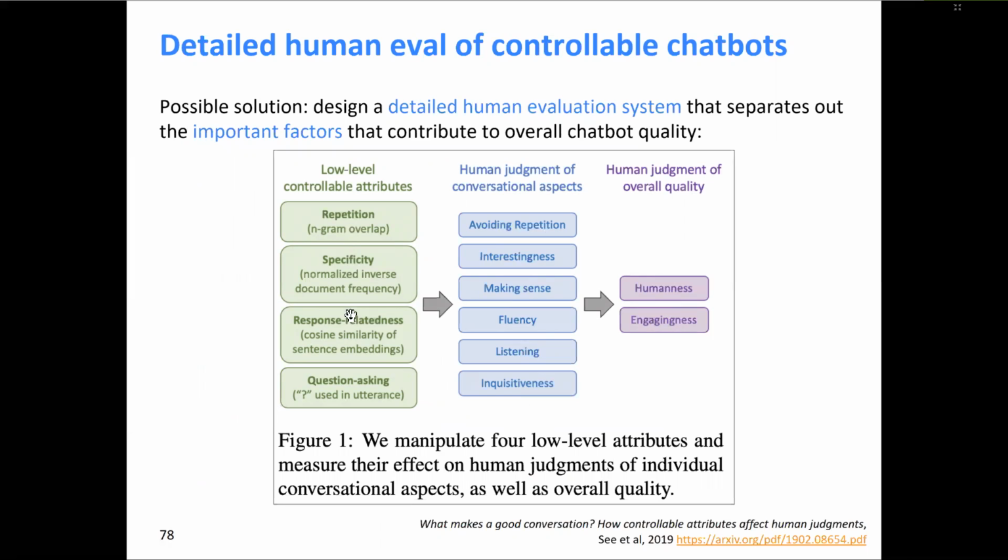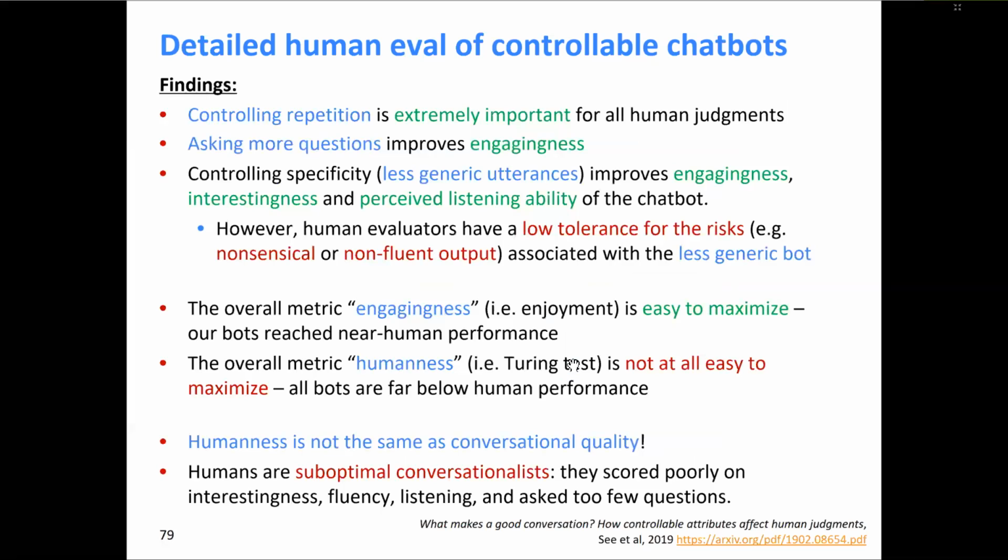And then we can actually control the dialogue in a certain way by doing this. So we can make the dialogue more repetitive and such. We want to relate these low-level controllable attributes to the human judgments of the conversational aspects. So we want to see if there are any correlations.